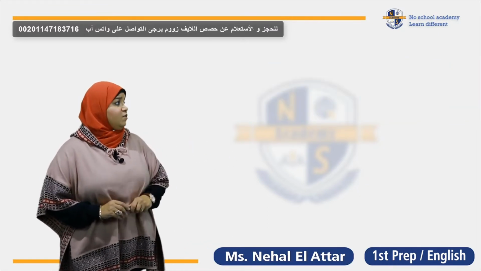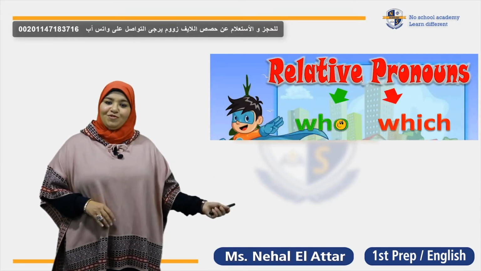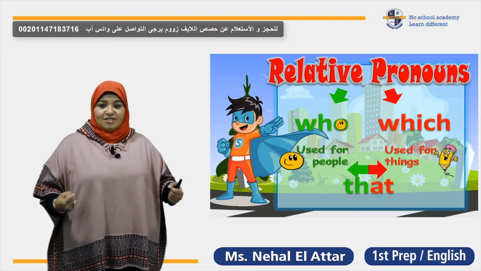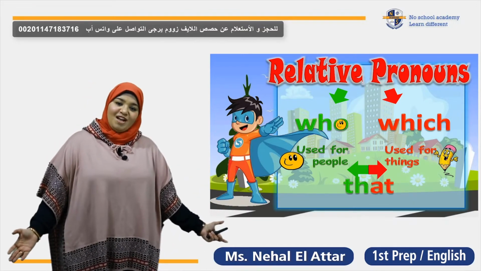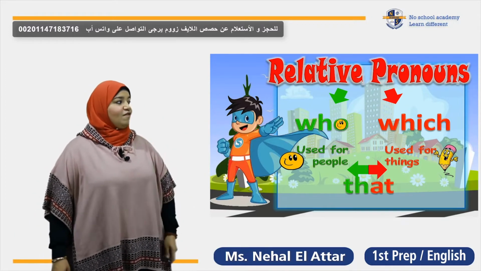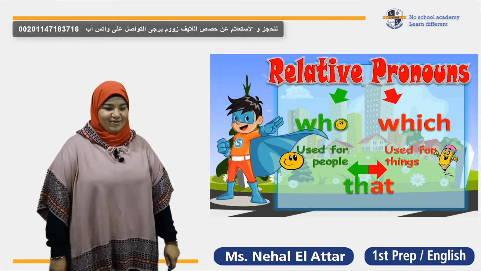Another examples that you have here, and then we have a picture. We have who for people and which for animals and things, and that, the superhero, the multifunctional pronoun of the pronouns, it comes instead of who and instead of which. So this is our Superman, our superlative pronoun.